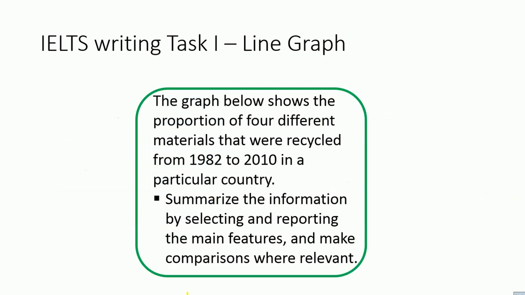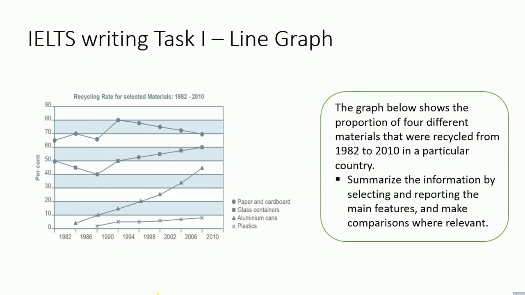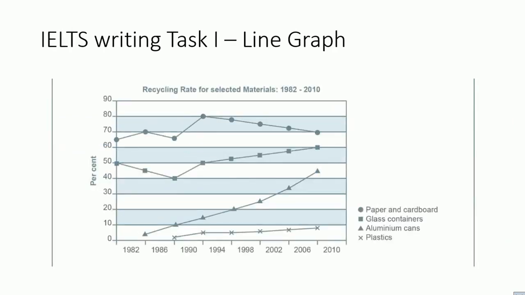The graph below shows the proportion of 4 different materials that were recycled from 1982 to 2010 in a particular country. Summarize the information by selecting and reporting the main features and make comparisons where relevant. So this is our question.